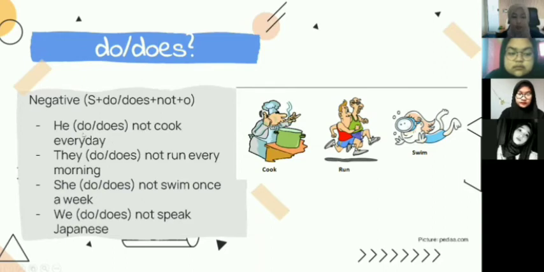Does anybody know the answer to the first sentence? Do or does? Does, Miss, because the subject is he. Is it correct? Great answer, Dinda. Thank you. So the answer is does because the subject is he. You remember the little notes earlier. He does not cook every day. How about they? They do or does?